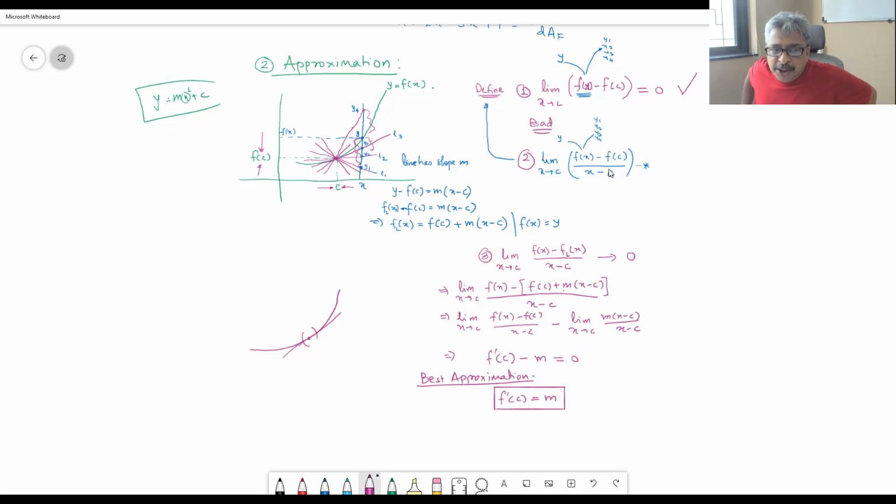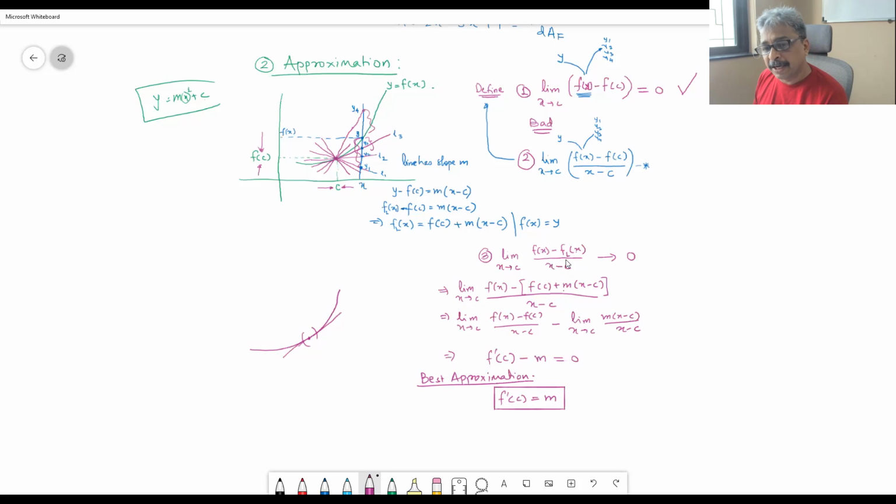because as the line is passing through c comma f of c, the only unknown is the slope of the line, and therefore we should find out which line is the best approximation. That means the line with what slope is the best approximation, and therefore this definition also fails because it will not give you anything. The way this definition fails, it will give you 0 in every case. This definition will not give us anything. Therefore we said, okay, let us make the difference between the y values on the curve and on the line be 0 as you go near c.